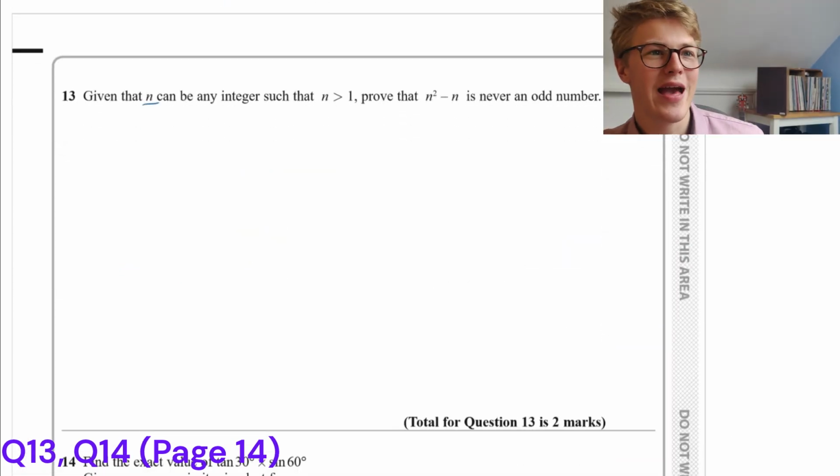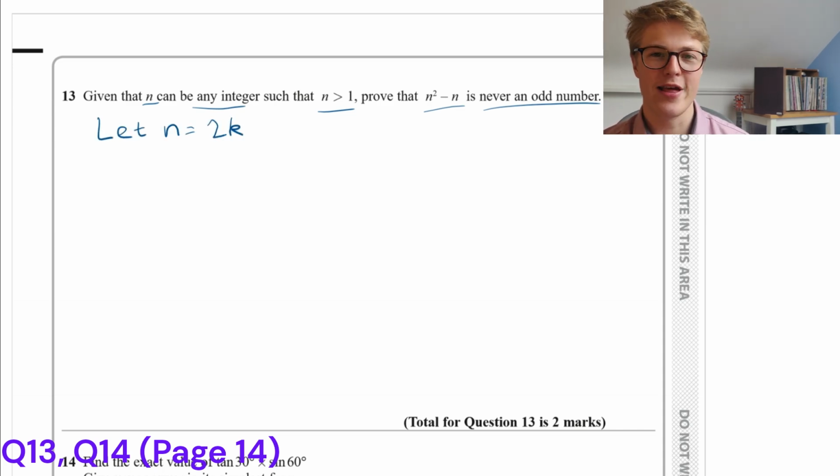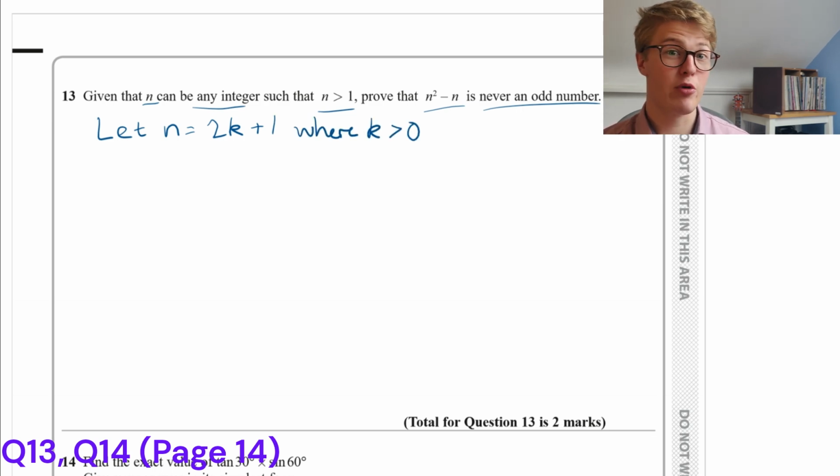Given that n can be any integer such that n is greater than 1, prove that n squared minus n is never an odd number. So let's say n is 2k plus 1, where k is greater than 0. This represents any odd number, because 1 greater than any even number is always going to be an odd number.